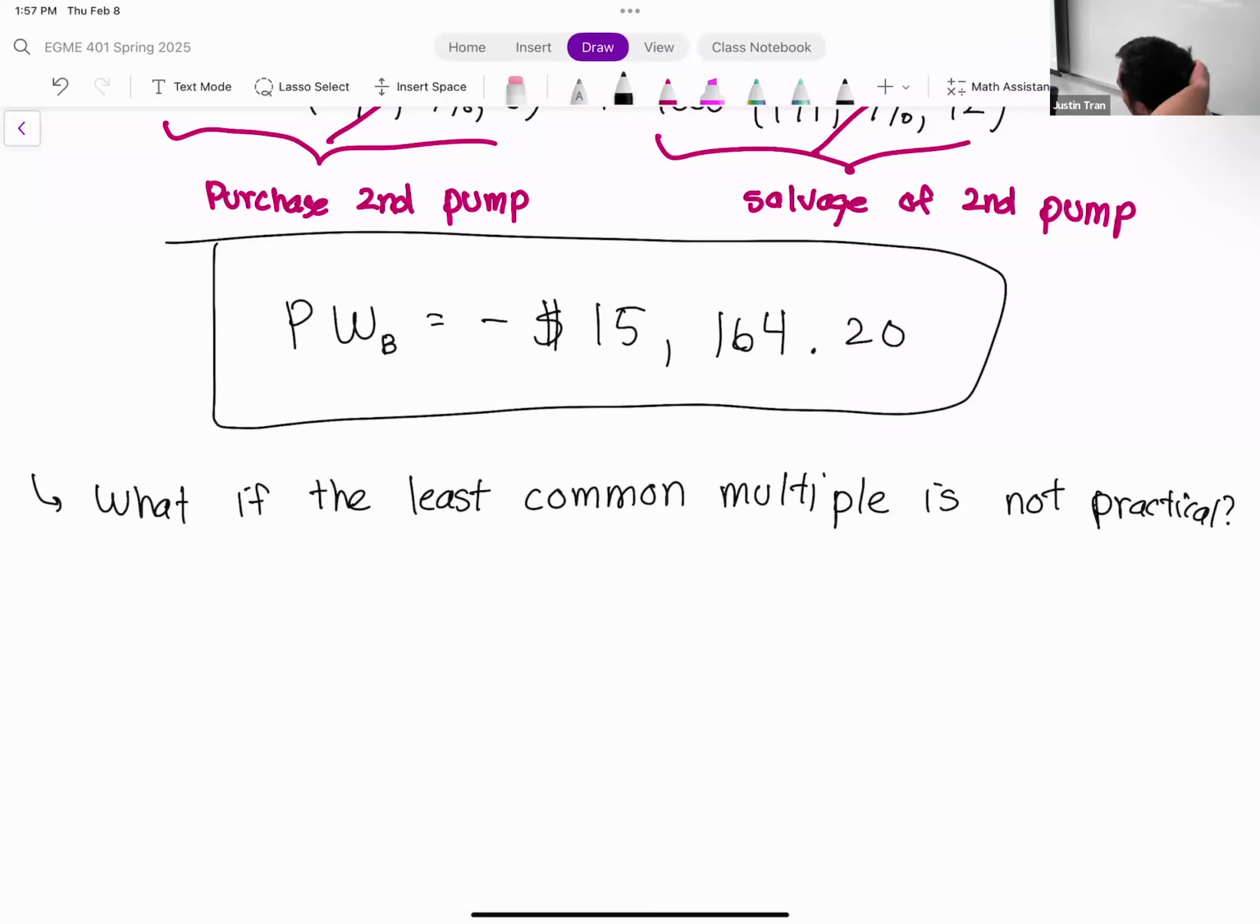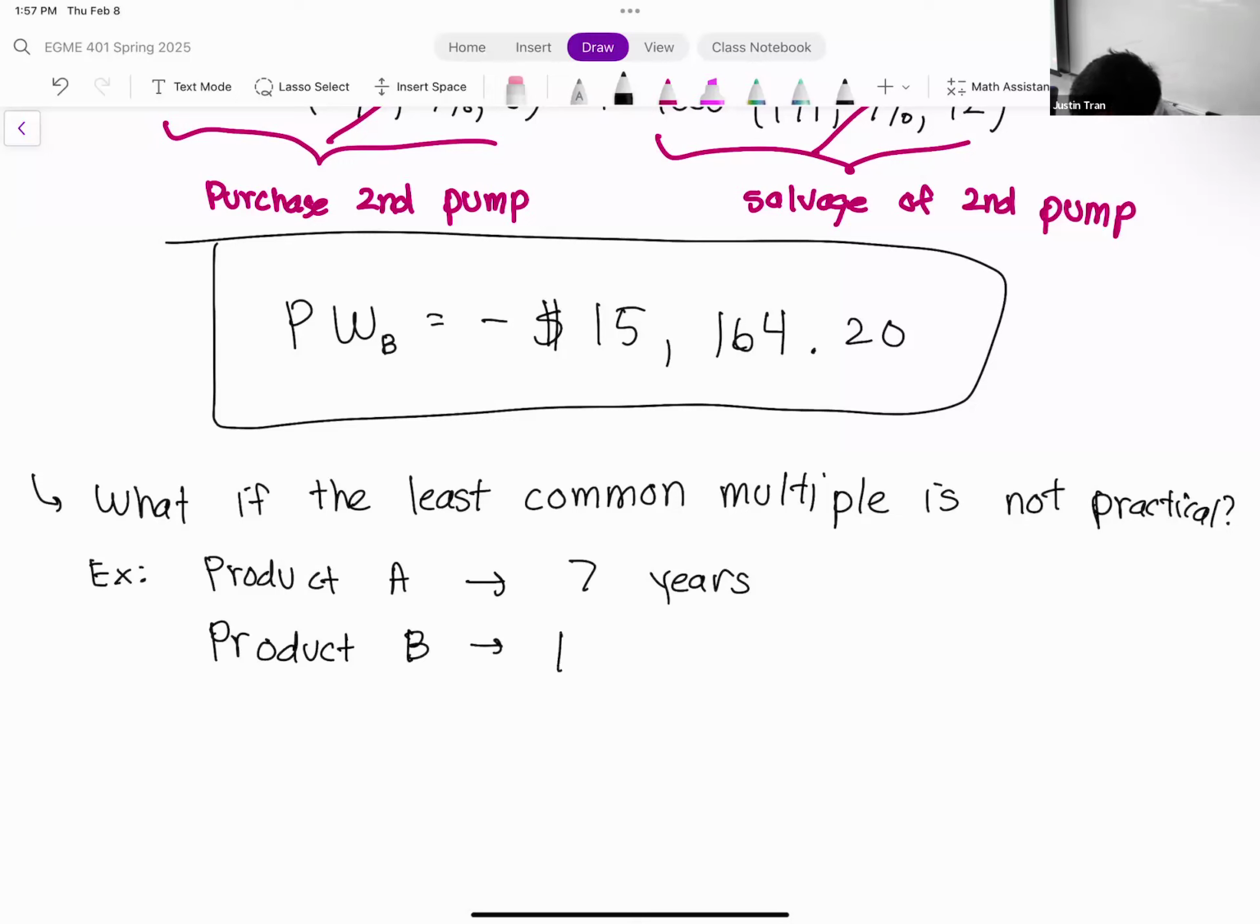So let's pick two fairly large prime numbers. So that's usually a good way to do this. So what if you had product A lasts 7 years, and then product B lasts 13 years. Two nice prime numbers.